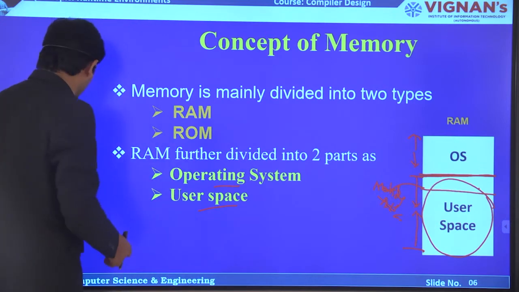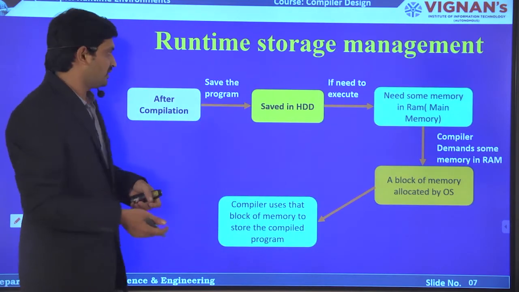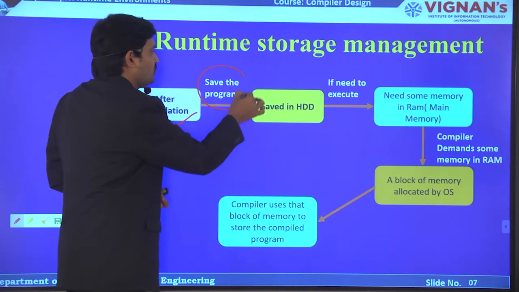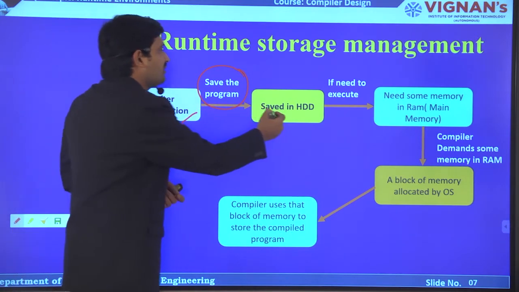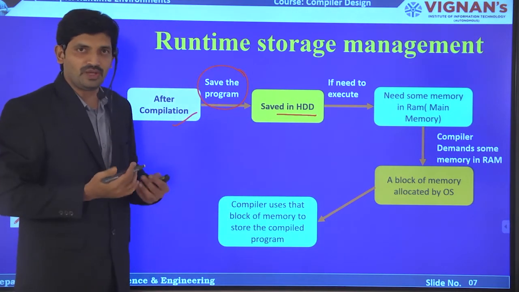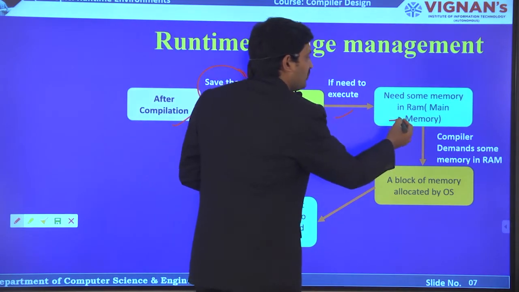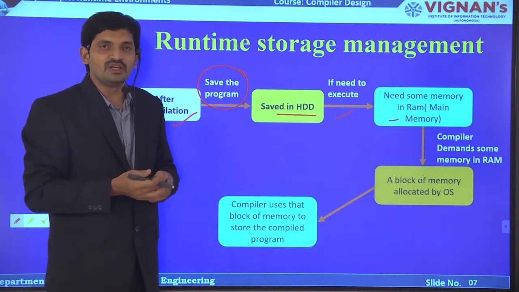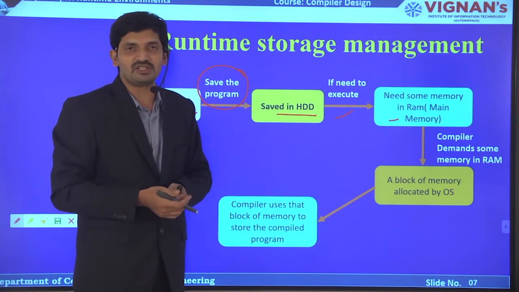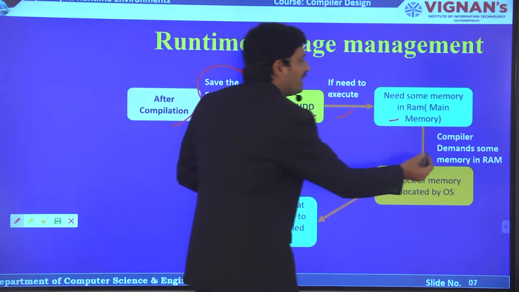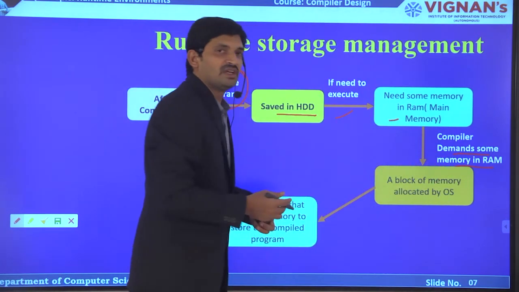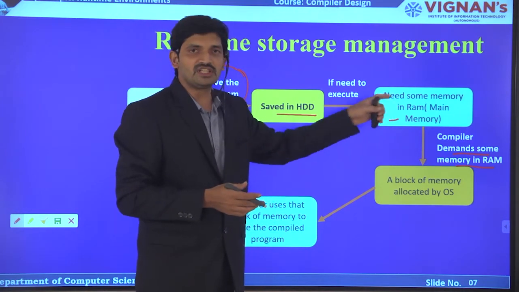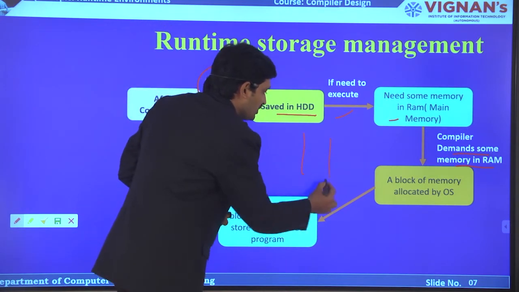Fine. Now, what is runtime storage management? After compilation of the source code, we save the program, which is saved in the hard disk. If we want to execute such a program, we need some memory in the RAM, because if any program or file wants to execute, it must be loaded onto the main memory, which is the RAM. So the compiler demands some memory in RAM. The compiler requests the operating system to allocate some memory for this program in the user space.